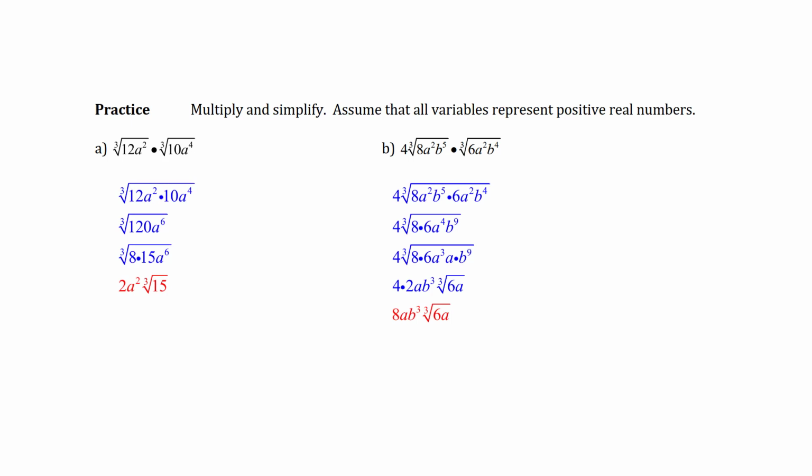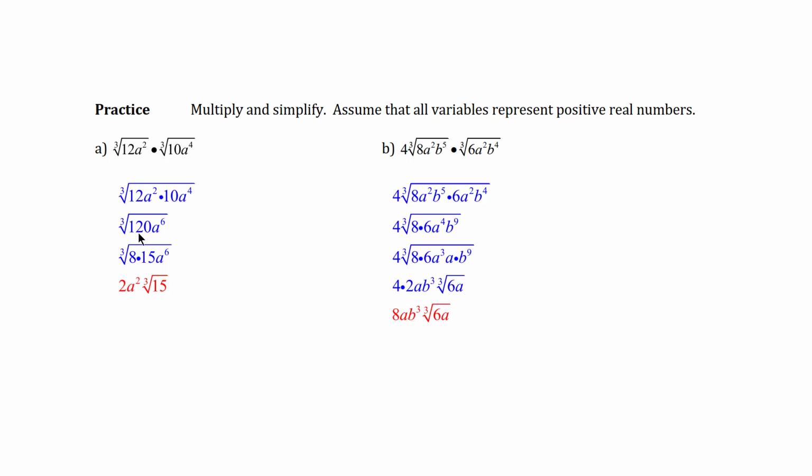Alright, so let's get started with part A. First, I use the product rule to rewrite everything under one radical. So I have the cube root of 12a squared times 10a to the 4th power. Next, we multiply the terms underneath the radical together. We get the cube root of 120a to the 6th power.